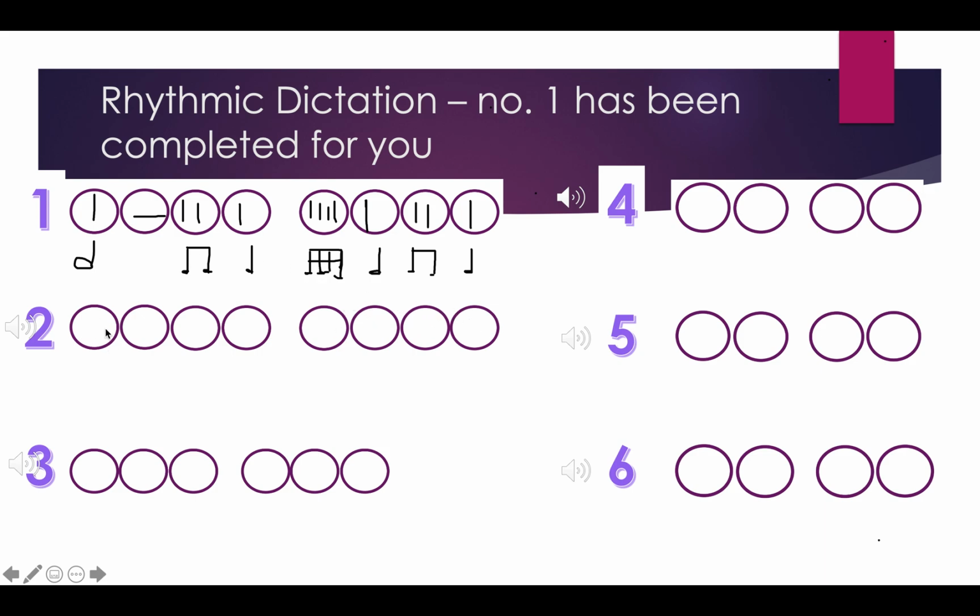So hear how many sounds you hear in the first beat, how many sounds you hear in the second beat. Second time. 1, 2, 3, 4.